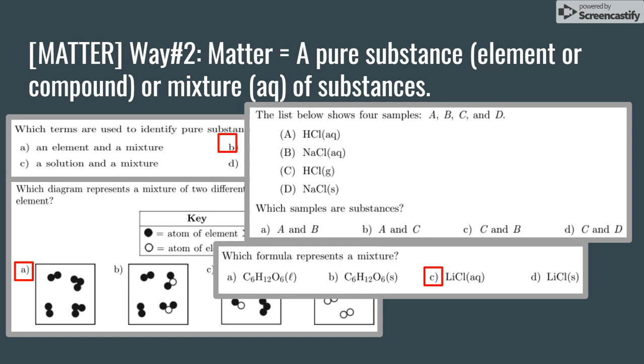Let's look at this last example. This below shows 4 samples, A, B, C, and D. A is HCl aqueous, B is NaCl aqueous, C is HCl gas, and D is NaCl solid. Which samples are substances? Pause the video and think about what the correct answer is.